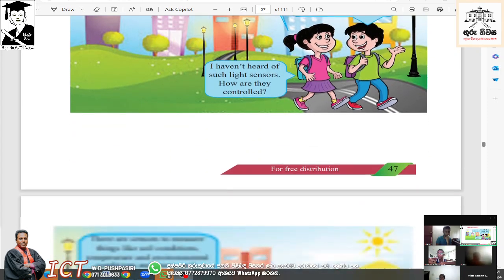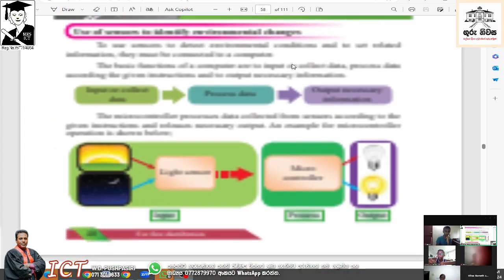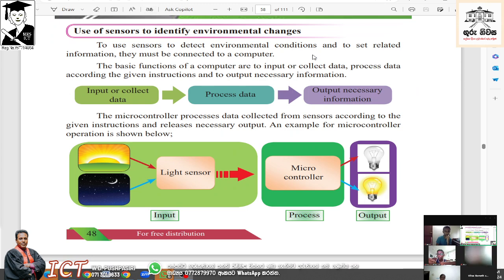Now here you can see the use of sensors to identify environmental changes.